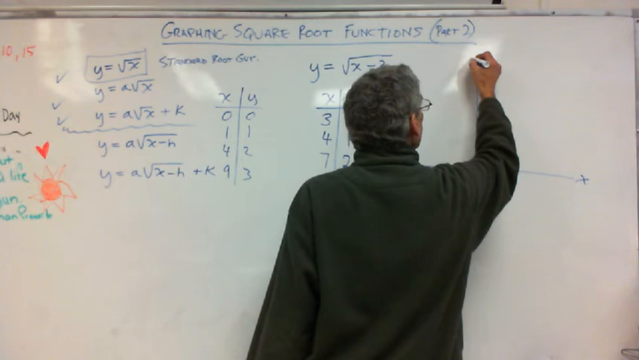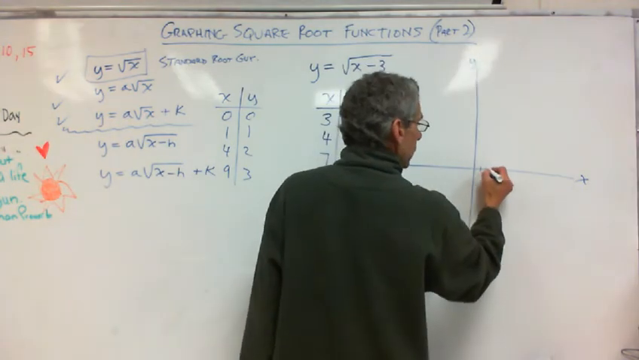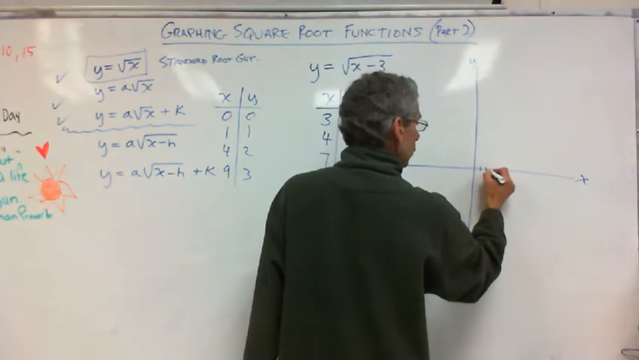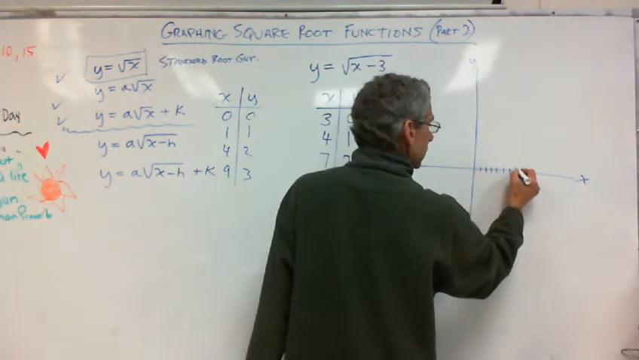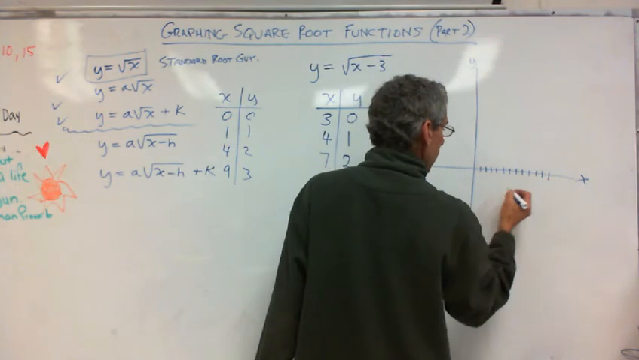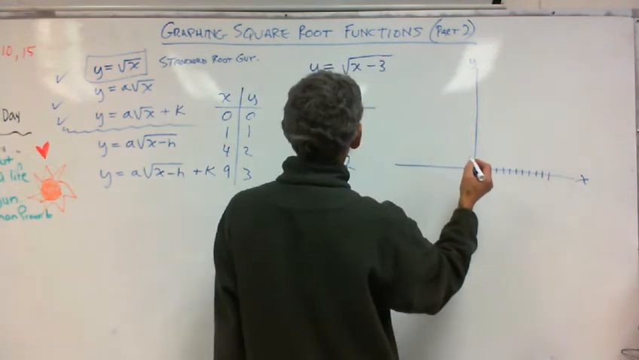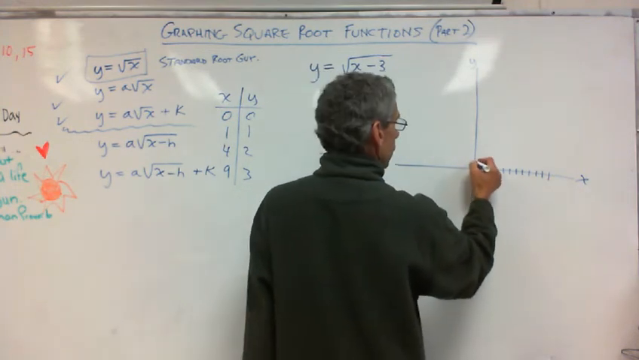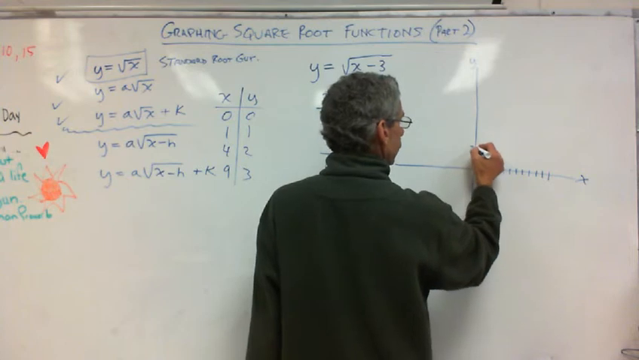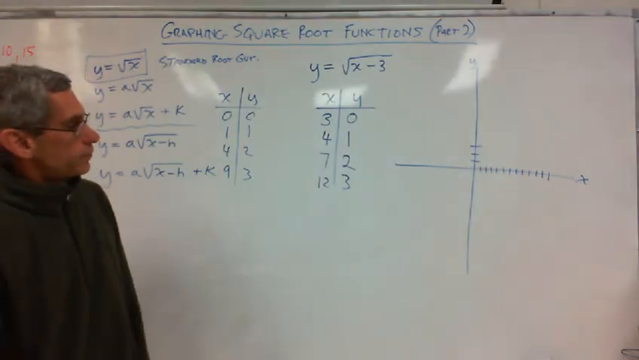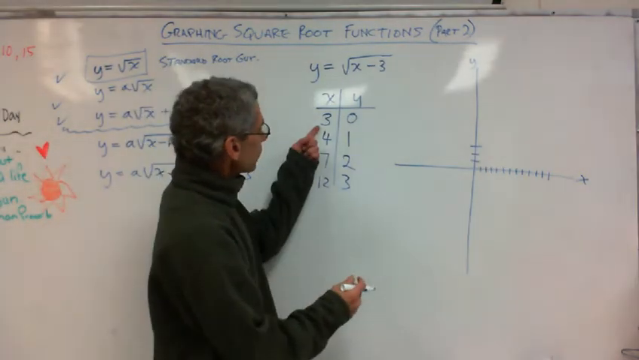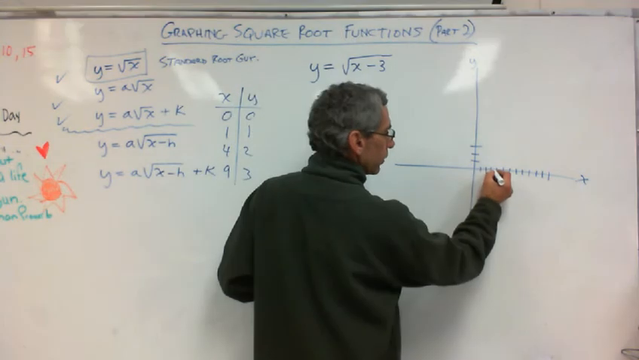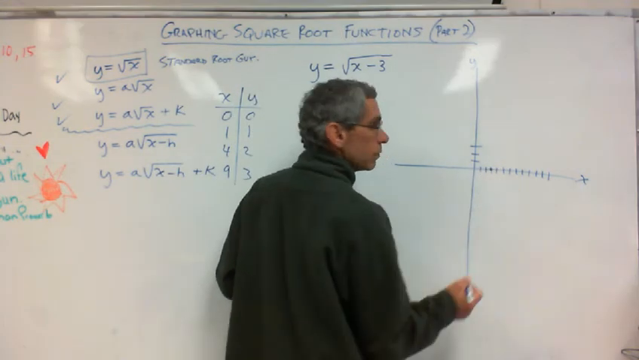So now if we graph this, this is my x, this is my y. So we got 1, 2, 3, 4, 5, 6, 7, 8, 9, 10, 11, 12. And we're going up, right? 2, 3. Okay. So it says 3, 0. So I go over 3 and I put a dot at 0.